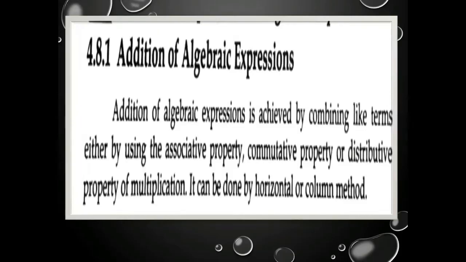The first operation is addition. So we are going to understand the rule of addition of algebraic expressions. According to that, addition of algebraic expressions is achieved by combining the like terms, either by using associative property, commutative property, or distributive property of multiplication. It can be done by horizontal or column method. Column method is also known as vertical method.